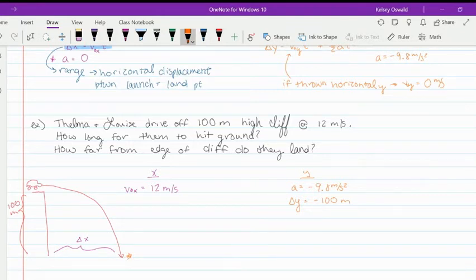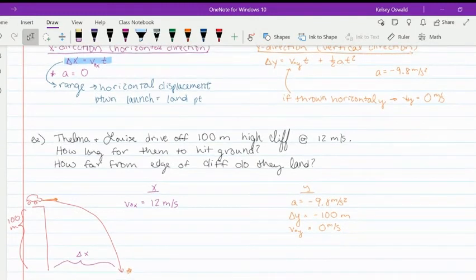Also, since this is a horizontal projectile, or they were initially just driving in the horizontal direction, none of that is directed vertically or in the y. Their initial y velocity is going to be 0 meters per second. Okay. So now let's look and see what we're trying to find out. Our first question is to see how long it takes them to hit the ground. So we're going to want to find our time.